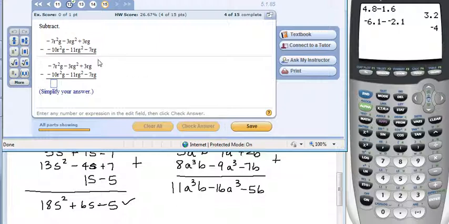And here we're just subtracting. Just be careful. Okay, negative 7 minus a negative 10, we've got our r squared g's. Negative 3 minus negative 11, we've got our rg squareds. Rg squareds are not the same as r squared g's. And then we've got a 3 minus a negative 7 rg's. Okay, so you're going to have 3 terms there. And that's it. So that's 5.1.